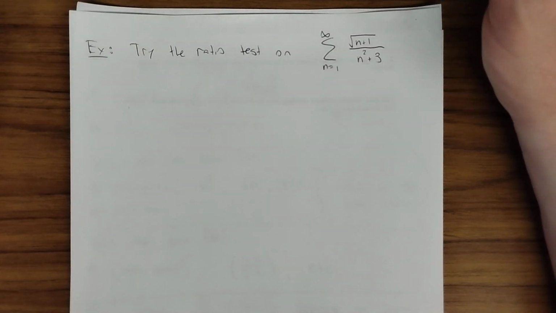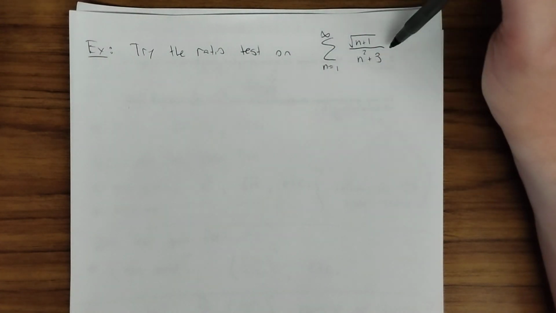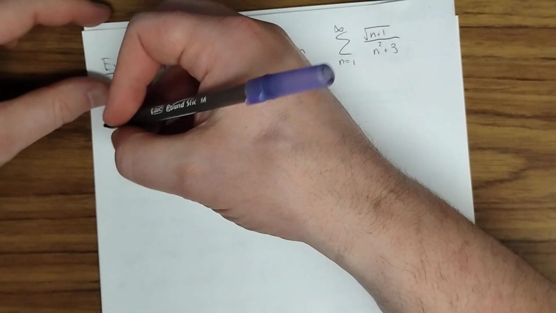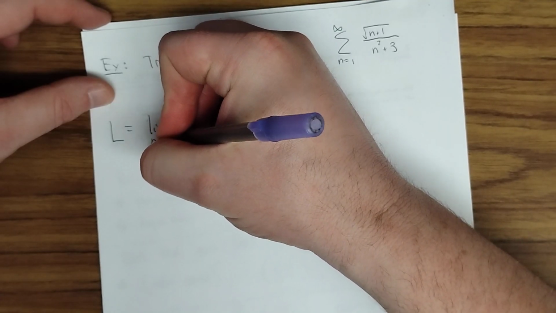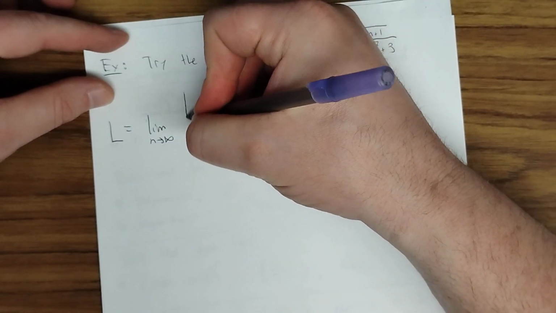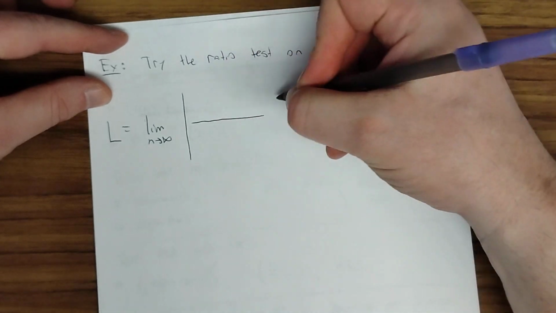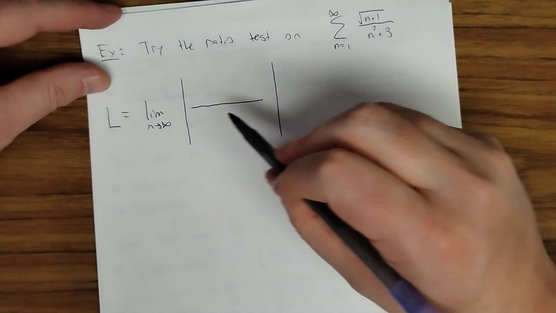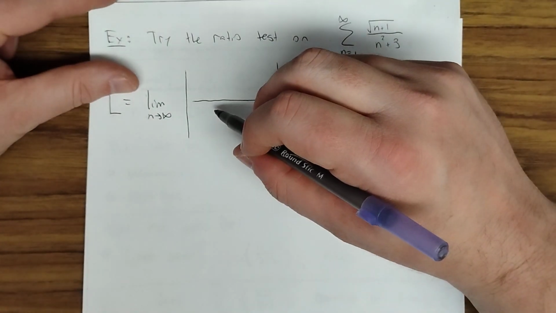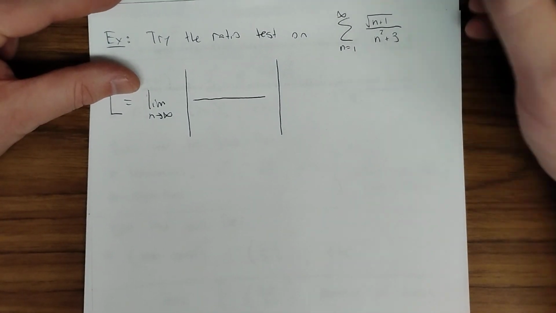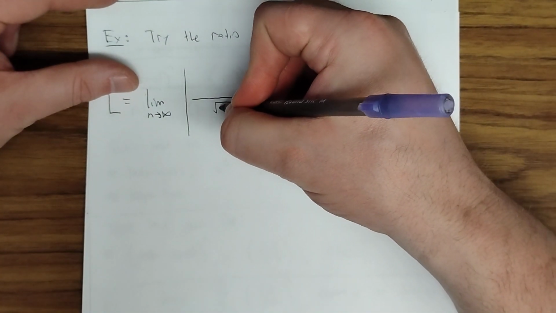Let me do one more example with the ratio test. We're going to try the ratio test on this series and see what it tells us. So my L, done this a few times now. I'm going to do the limit as n goes to infinity of this fraction. I'll do the easy part first. On the bottom of the fraction, it's just a sub n. I just copy this down.